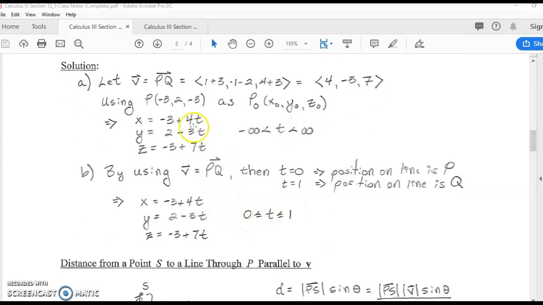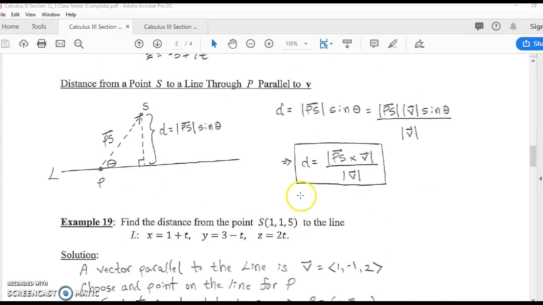In part B, simply by using the vector V from P to Q, if we let T equal 0, then we're at P. And if we let T equal 1, then we're at Q. So it's simply the same parametric equations. It's just that T is now between 0 and 1. If you had chosen Q as your initial point in part A, that would go from -1 to 0. Okay.